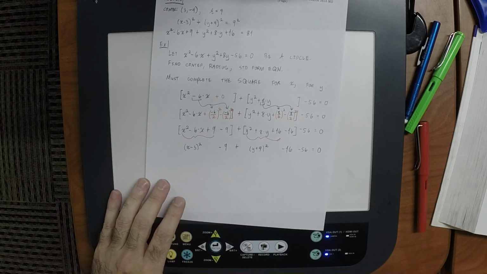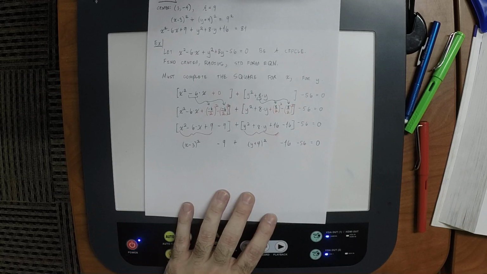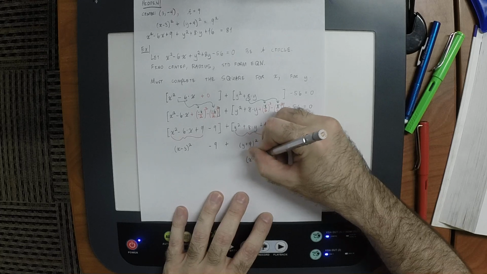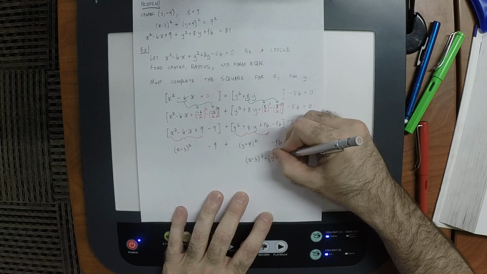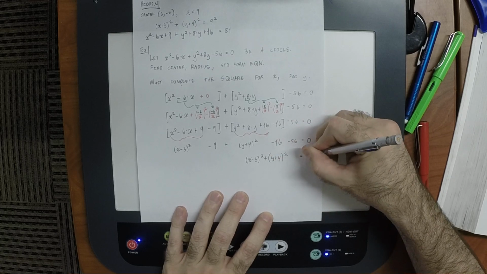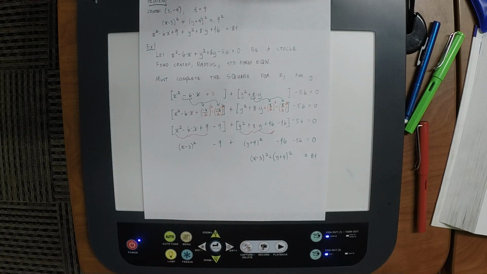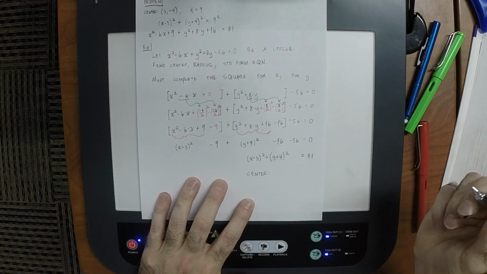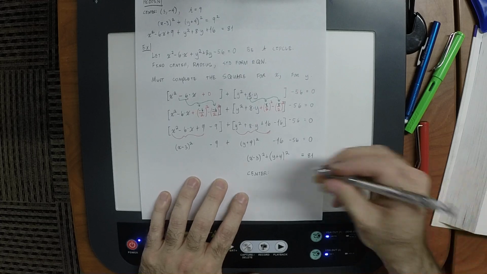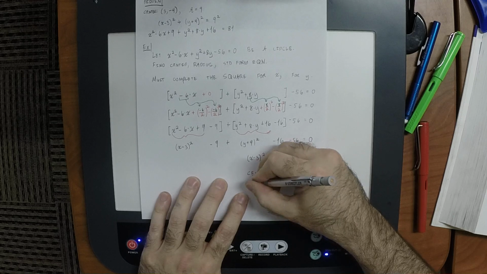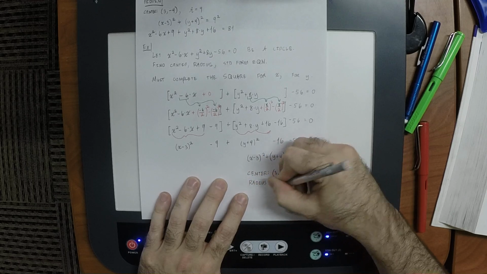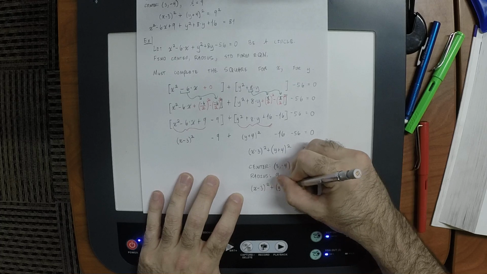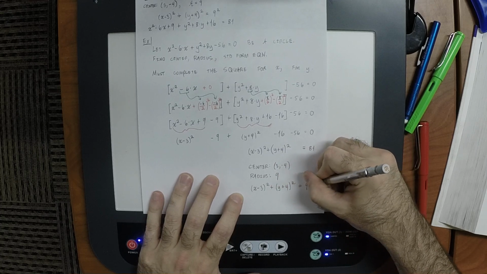Now I'll collect all the constants and put them on the right-hand side. What constant goes on the right-hand side then? 81. So x minus 3 squared plus y plus 4 squared is equal to 81. But of course, 81 is 9 squared, right? So as a result, now we can read off the answer. What is the center of this circle? 3, negative 4. What's the radius? 9. And the equation, therefore, is x minus 3 squared plus y plus 4 squared is 9 squared.